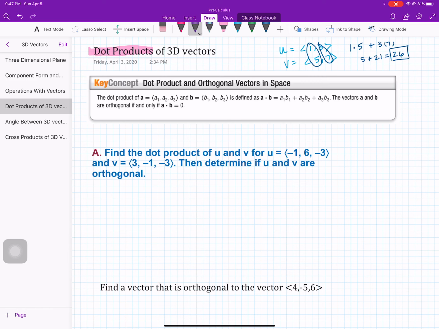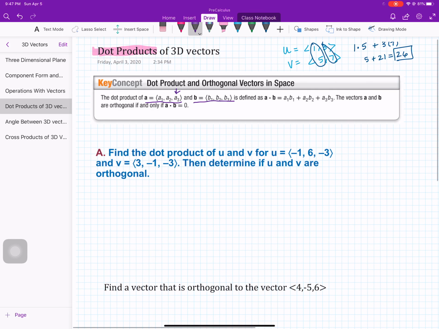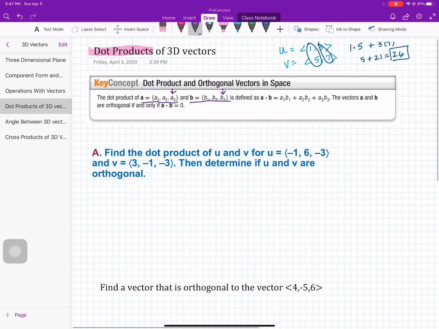It's not a vector. The dot product of A and B, this time A and B being 3D vectors, meaning that they have the x, the y, and the z component, is found by multiplying your x components, multiplying your y components, multiplying your z components, and then finding the sum.